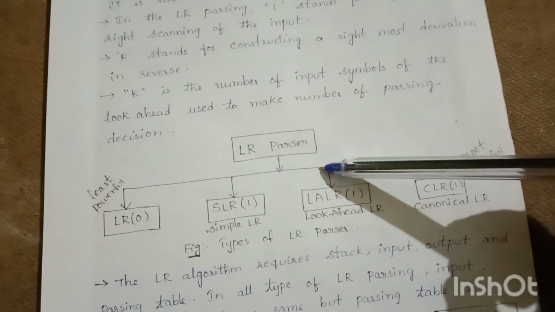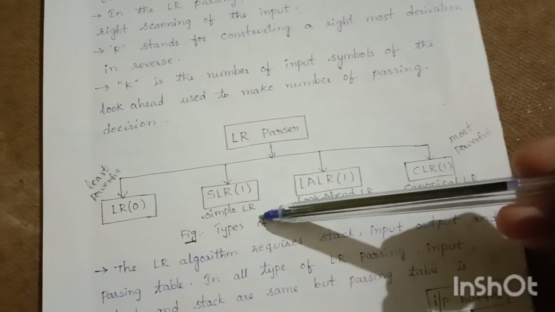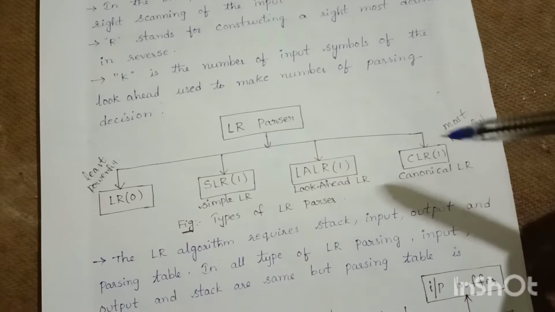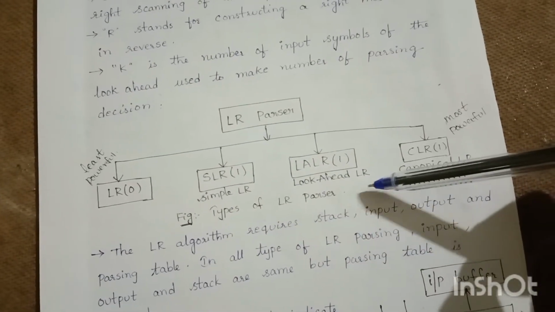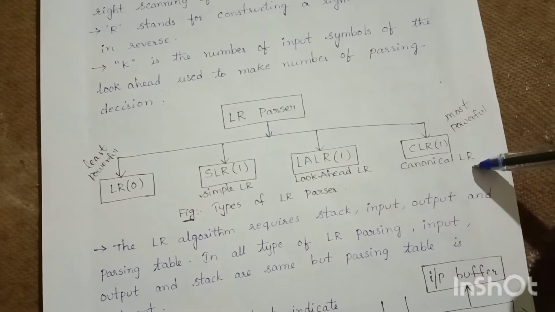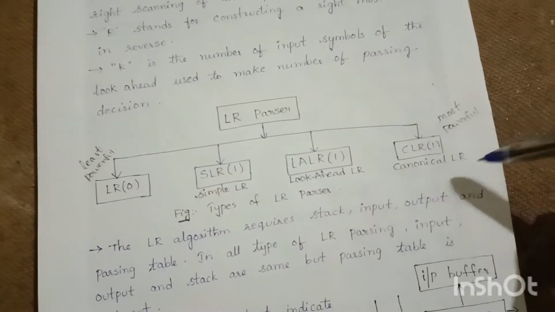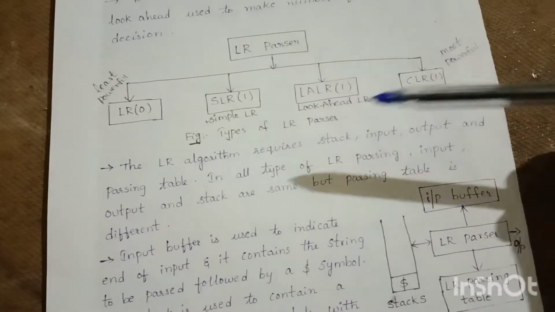So LR parsing is subdivided into LR0 parser, SLR1 parser, LALR1 parser and CLR1 parser. SLR is simple LR, LALR is lookahead LR and CLR is canonical LR. Here LR0 is the least powerful and CLR is the most powerful. So these are the different types of LR parsers.